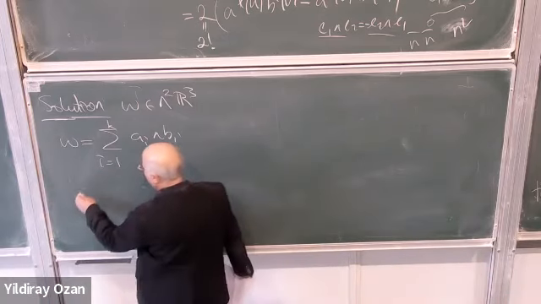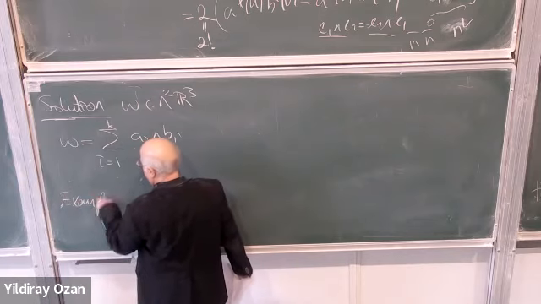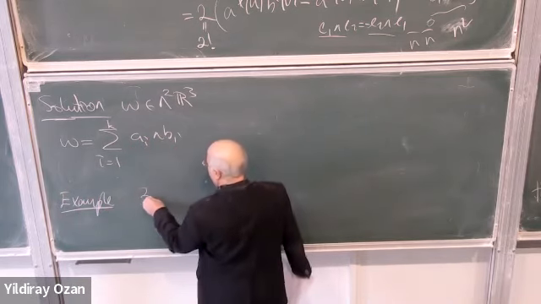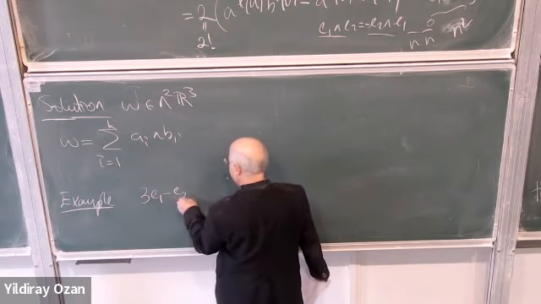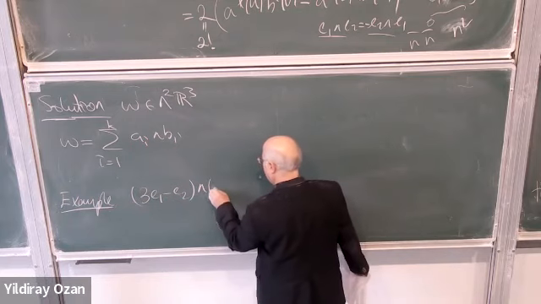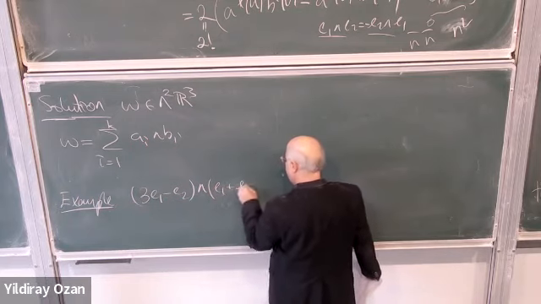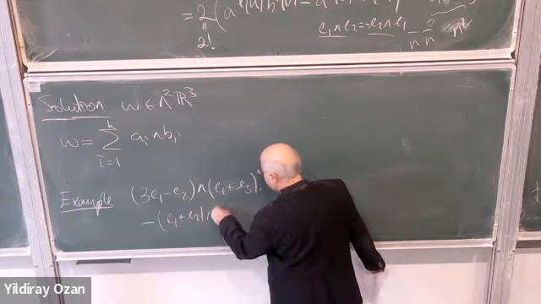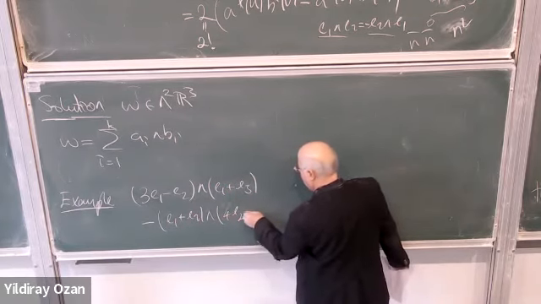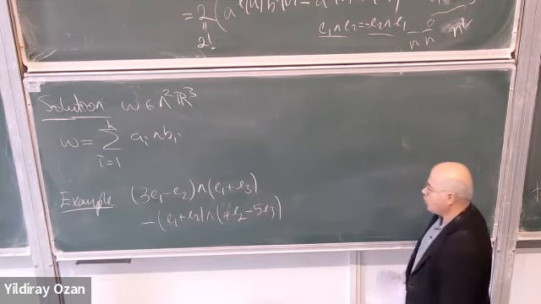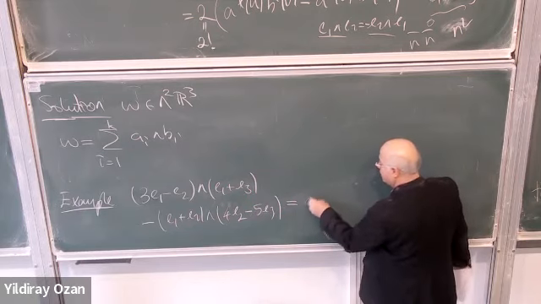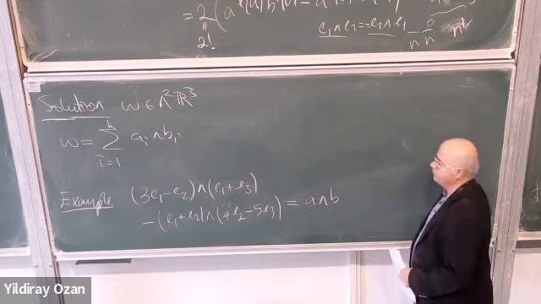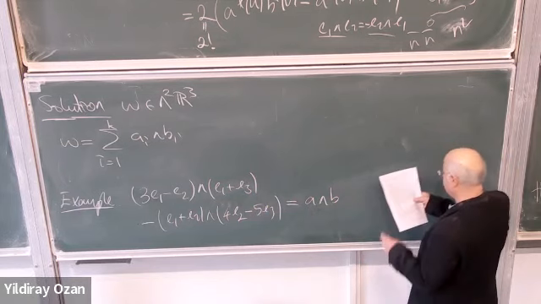Yani mesela şöyle olabilir. Example. Mesela şunu düşünün. 3 tane E1 eksi E2 wedge 5 E1 artı E3, eksi E1 artı E2 wedge 4 E2 minus 5 E3. So what I claim is that this can be written as just A wedge B. Okay, just a single term. Now let's see why. How can we do this?